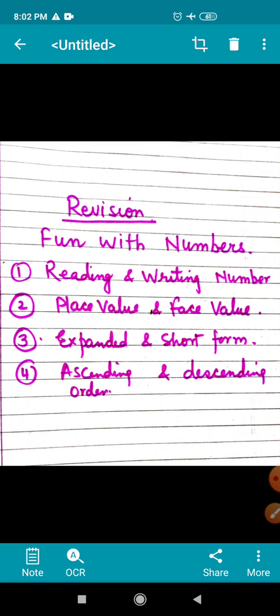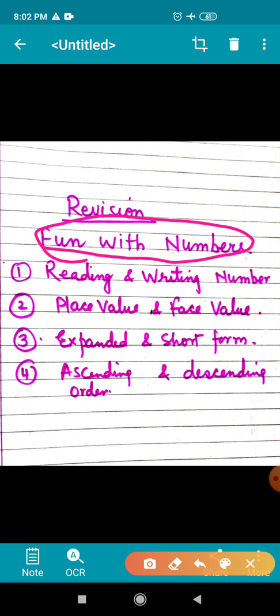Children, today I am going to take revision of lesson number 2, Fun with Numbers. Shubha ma'am has already discussed this lesson before. So today we will do a quick recap of these following subtopics. Okay, so let us start one by one.